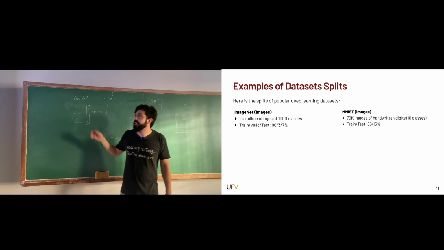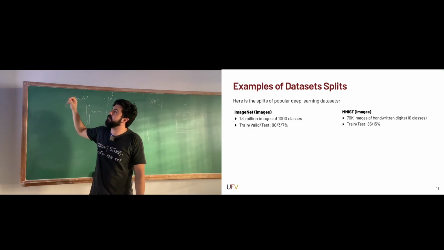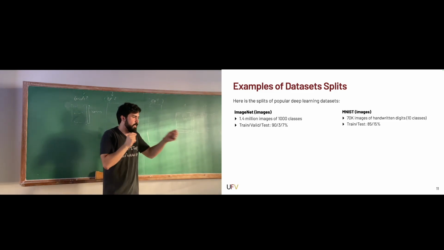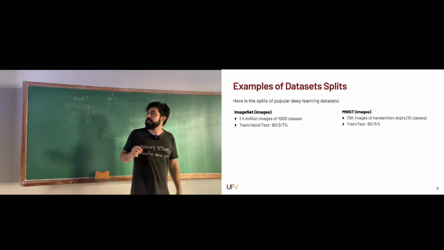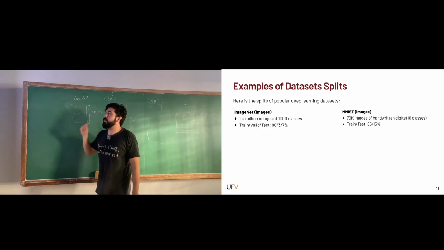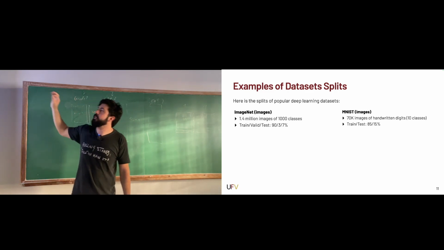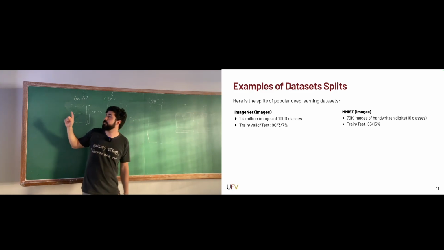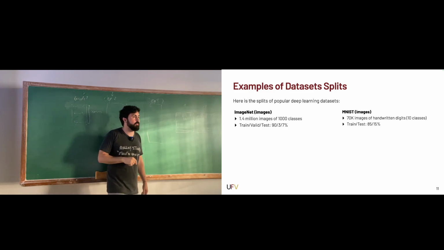It's called MNIST, and we've talked about it before as well. It has 70K images of handwritten digits. So here you have 10 classes from 0 to 9. And the way they designed the data set, it only comes as training and test sets. You have 85 for training and 15 for testing.